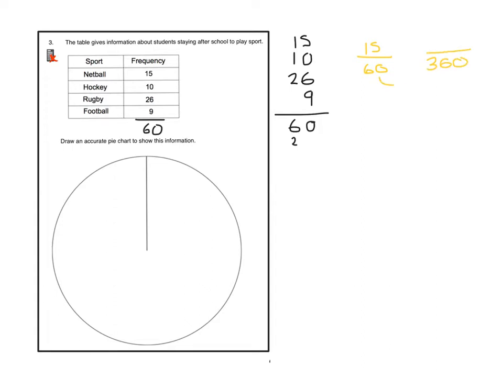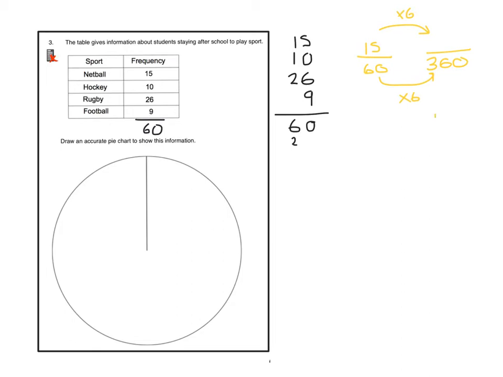So I need to think, well, what am I timesing by here? And I need to do the same on the top to make these equivalent fractions. So I'm timesing by 6 on the bottom. And if you needed to figure that out, you could do 360 divided by 60. Timesing by 6 on the bottom. And I need to times by 6 on the top.